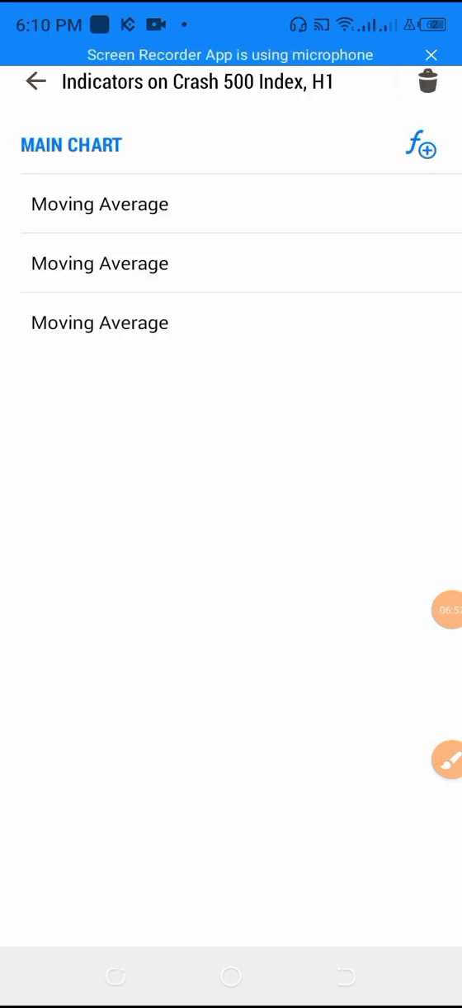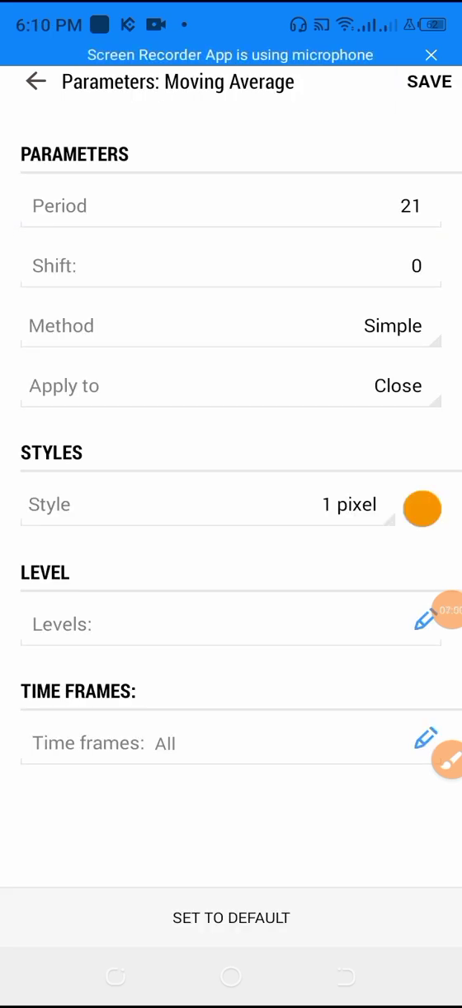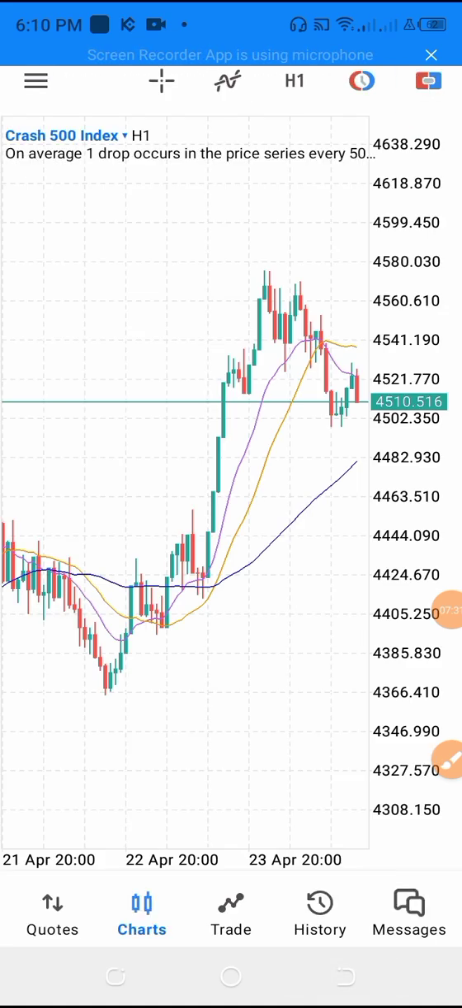All right, next is the 21 period. Period is 21, shift is 0, method simple, apply to close, style 1 pixel. The first one's color was purple, this one's color is orange. Click on save. Next, the period is 50, the shift is 0, method is simple, apply to close, style is 1 pixel, the color is blue. Save. All right, so we go back to my chart.